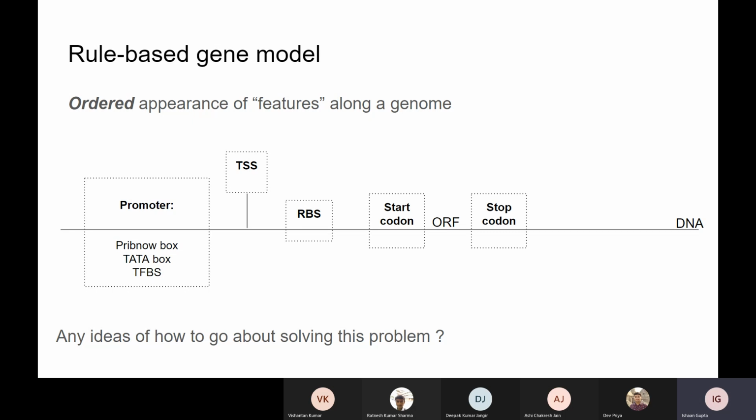There will be a stop codon up till which the protein translation will happen. And then you will have a transcription termination site, right? So, can you think about a way in which you could repurpose existing algorithms, let us say motif finding, to solve this problem?